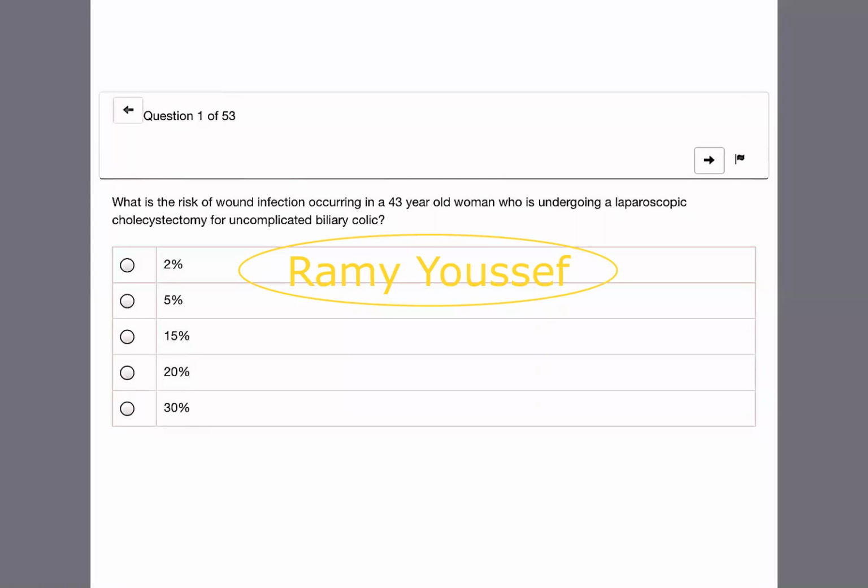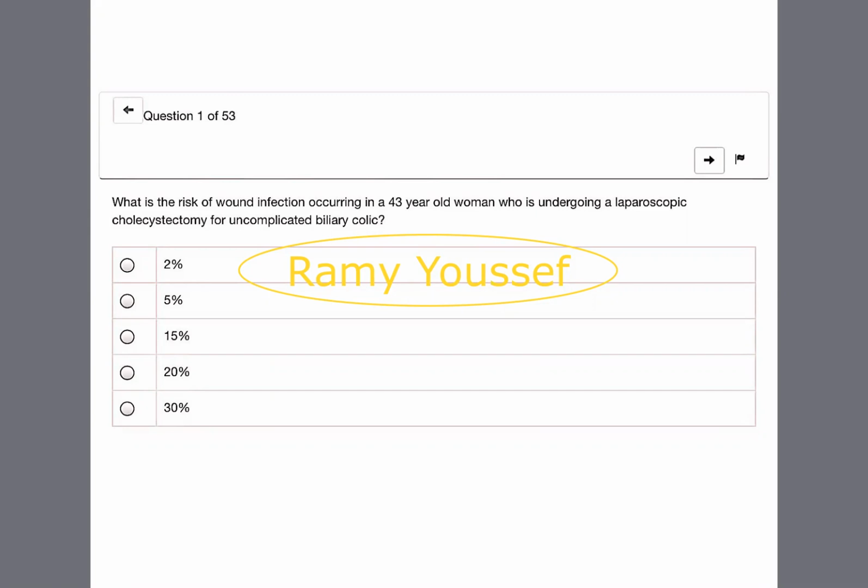In a 43-year-old woman who is undergoing a laparoscopic cholecystectomy for uncomplicated biliary colic: 2%, 5%, 15%, 20%, 30%. So laparoscopic cholecystectomy is a kind of clean surgery, so it's either 2% or 5%. So I think it's 2%. Okay. For clean contaminated type of surgery.